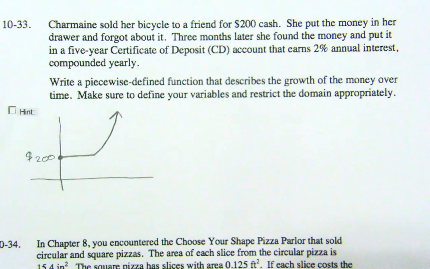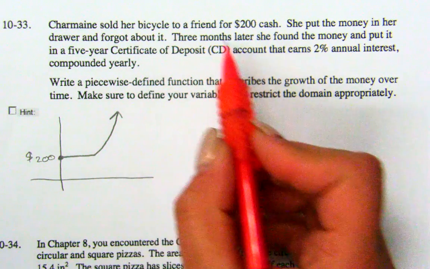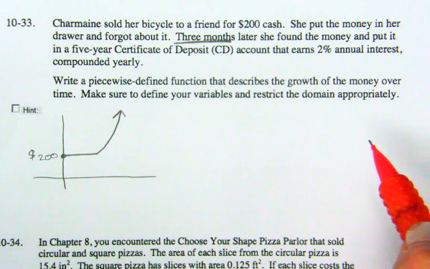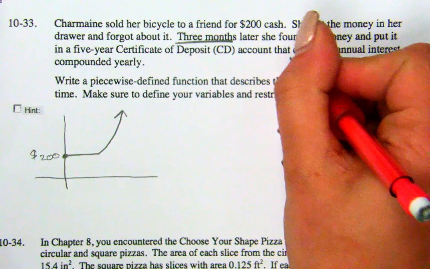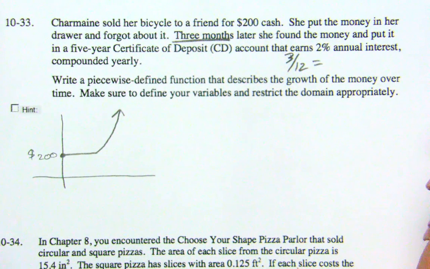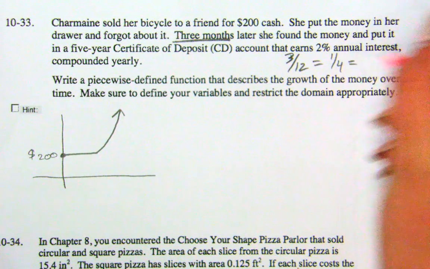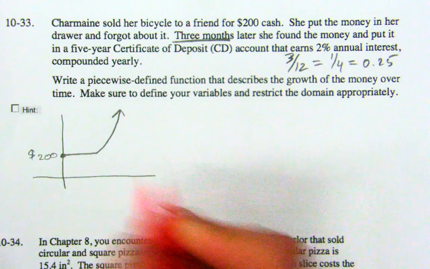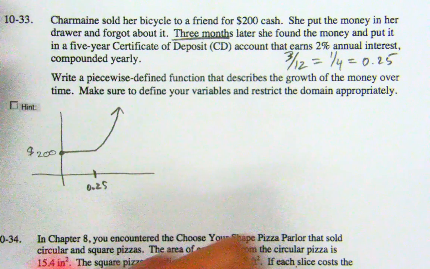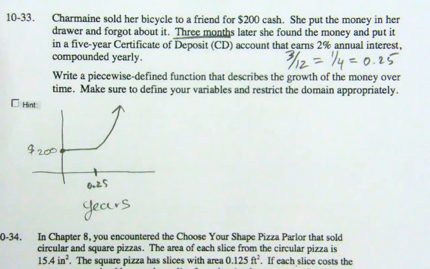The only question is, when does it actually start to do this? So we know it was in there for 3 months, right? But 3 months with respect to a year is 3 out of 12. So what's 3 divided by 12? It's 1 over 4, right? So 0.25. 0.25 of the year, in years, that's your domain.